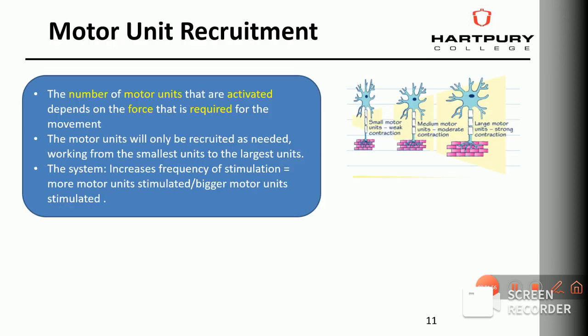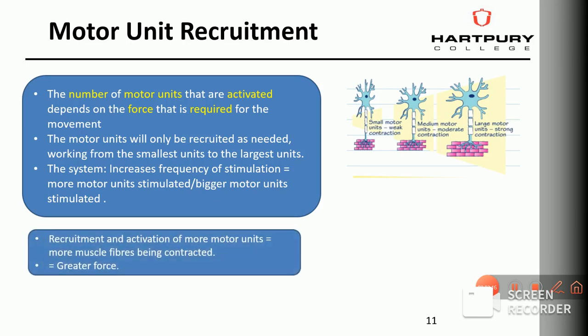Good. So finally, if we're looking at motor unit recruitment, the number of motor units activated depends on the force required. There are small, medium and large motor units, and the system increases the frequency of stimulation, so more motor units can be stimulated or bigger motor units can be used. So the recruitment and activation of motor units equals more muscle fibres being contracted and a greater force produced.